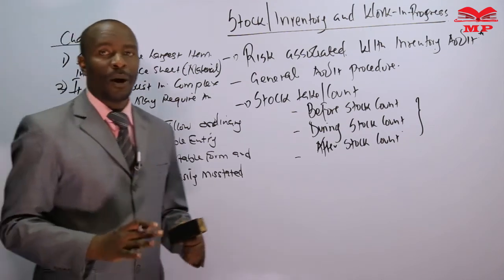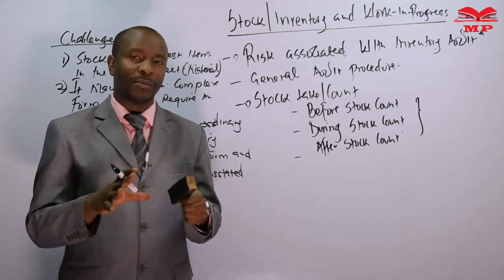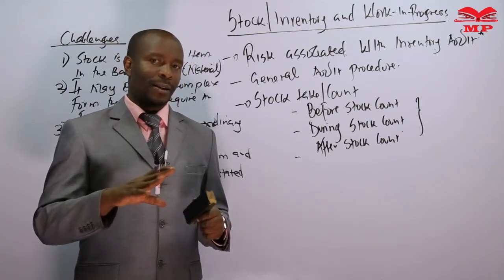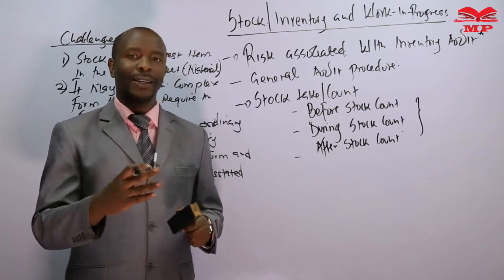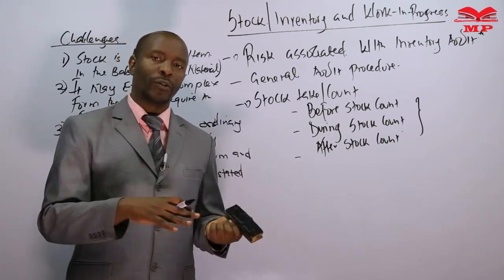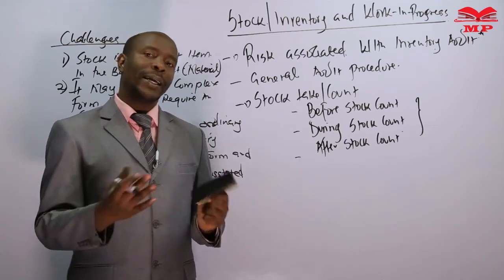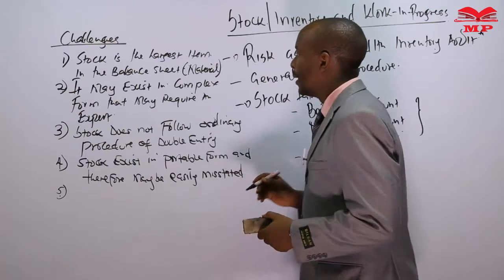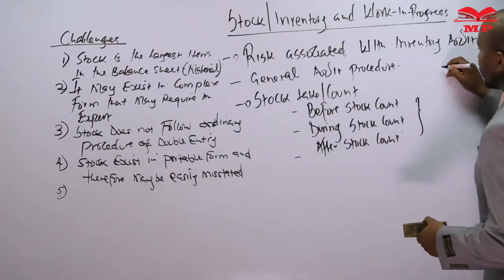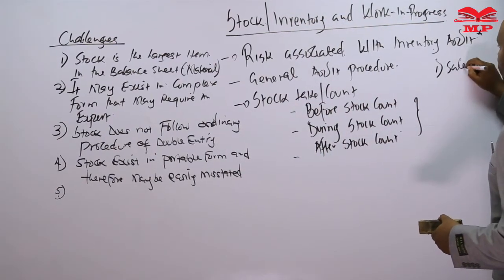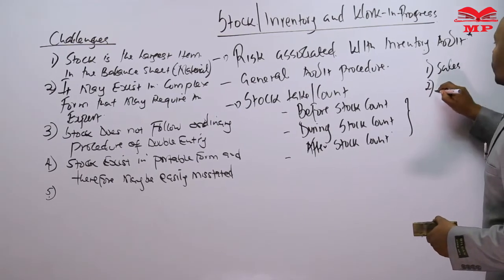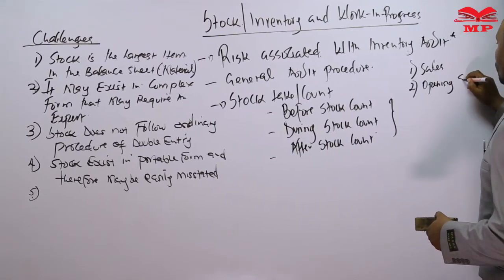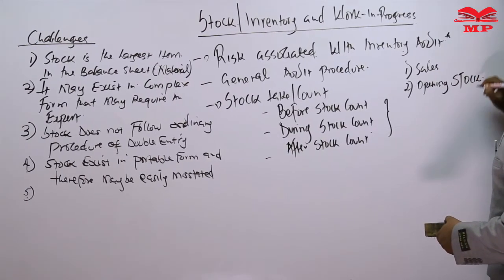Remember, if you have studied the income statement properly, you ought to know that the income statement has the trading part, which contains the sales, contains opening stock, contains purchases, contains closing stock. And I can illustrate that particular item here. Let's illustrate it. In an income statement, item number one is what? Sales. Item number two is what? Is opening stock. Opening stock. And I'm going to put this one in bold so that you can get it.